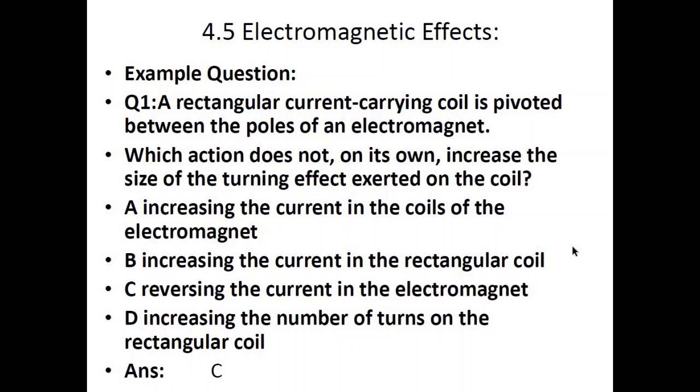Reversing the current in the electromagnet? It would not cause the coil to turn, or it would not cause the coil to be pushed away or to be moved. Increasing the number of turns on the rectangular coil, A, B and D would cause a greater turning effect or greater force, because these points would cause greater induced EMF, whereas only C would have no effect on the size of the induced EMF, hence the turning effect would not be increased.